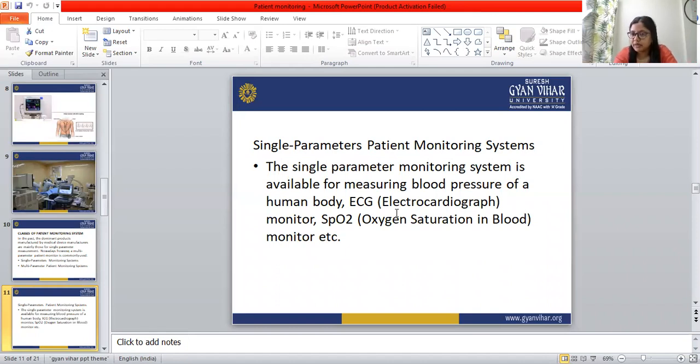All the physiological signs we can measure through one computerized monitoring system. In the hospital, multi-parameter patient monitoring systems are available, but in our houses we can use a single parameter patient monitoring system.